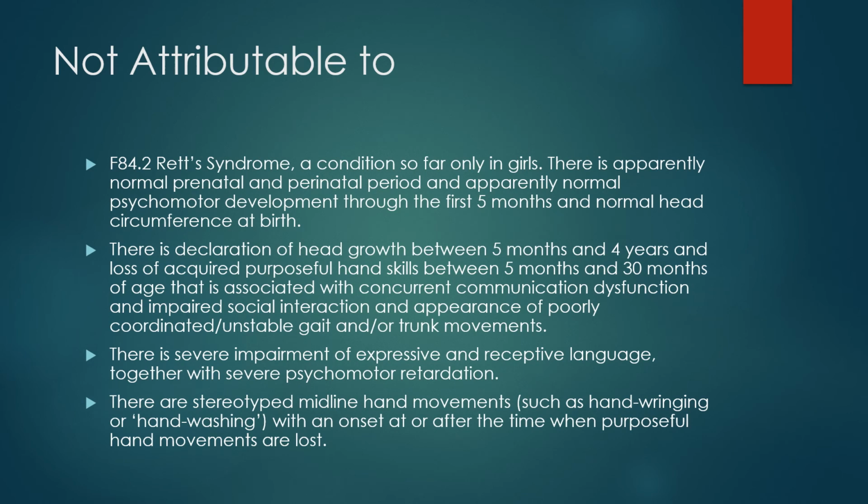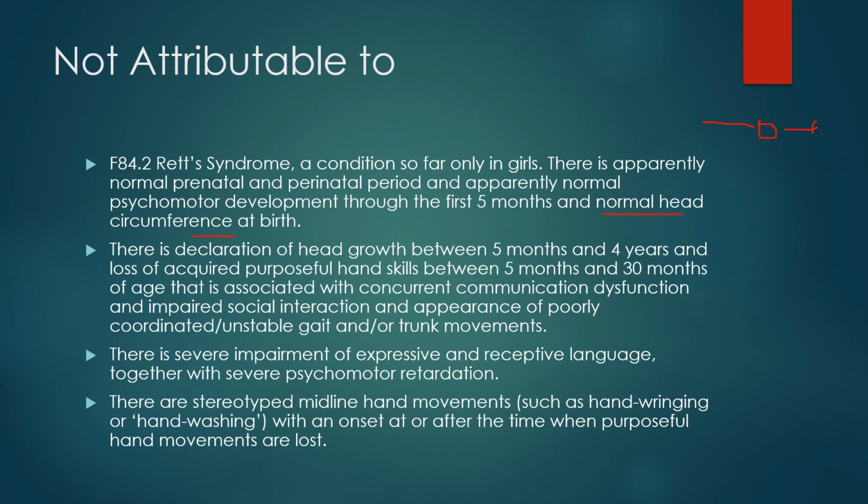The other syndrome important here is Rett syndrome, to rule out confusion with autism, although it is common only in girls. There is an apparently normal prenatal and perinatal period. So the birth is normal and there was no problem before birth, and up to about 5 months there is apparently no problem. So psychomotor development through the first 5 months is normal, and even head circumference at birth is normal.